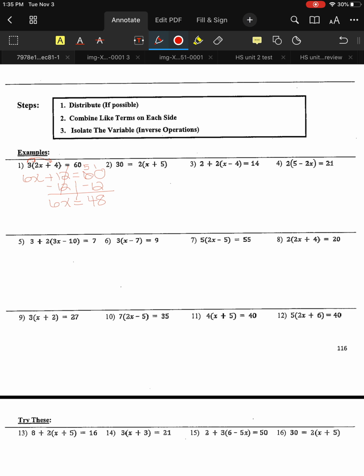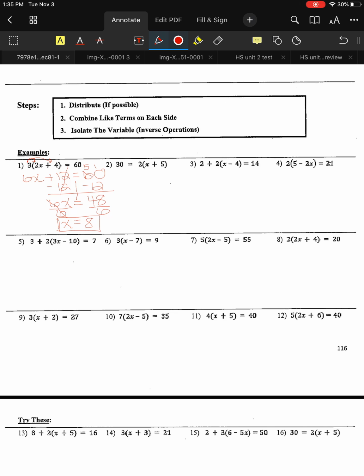I now have 6x, which means 6 times x, so the opposite of multiplying by 6 is to divide by 6. 6 divided by 6 becomes 1. x is equal to 48 divided by 6. So I know 6 times 6 is 36. Add another 6, that's 7, and then add another, so it's 8. Again, you should be using that calculator.